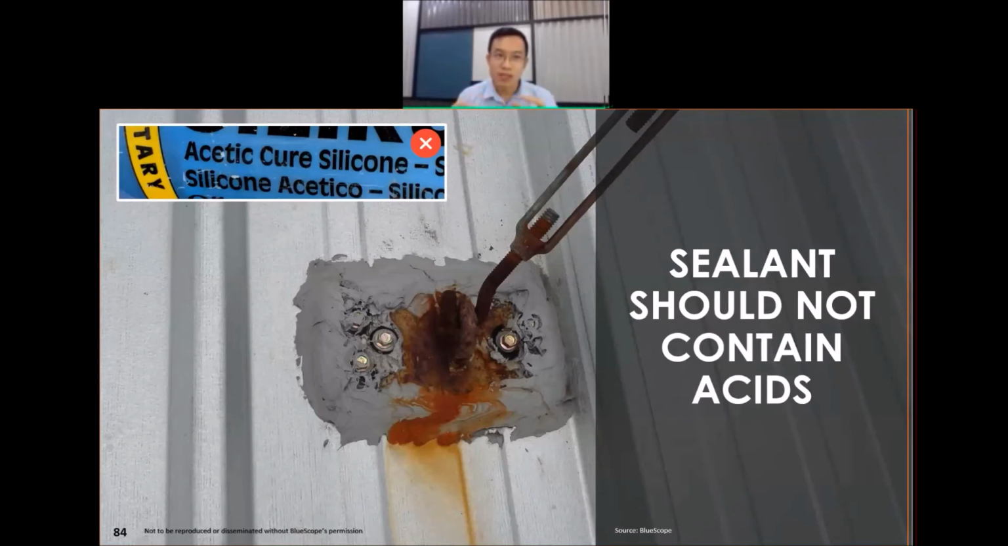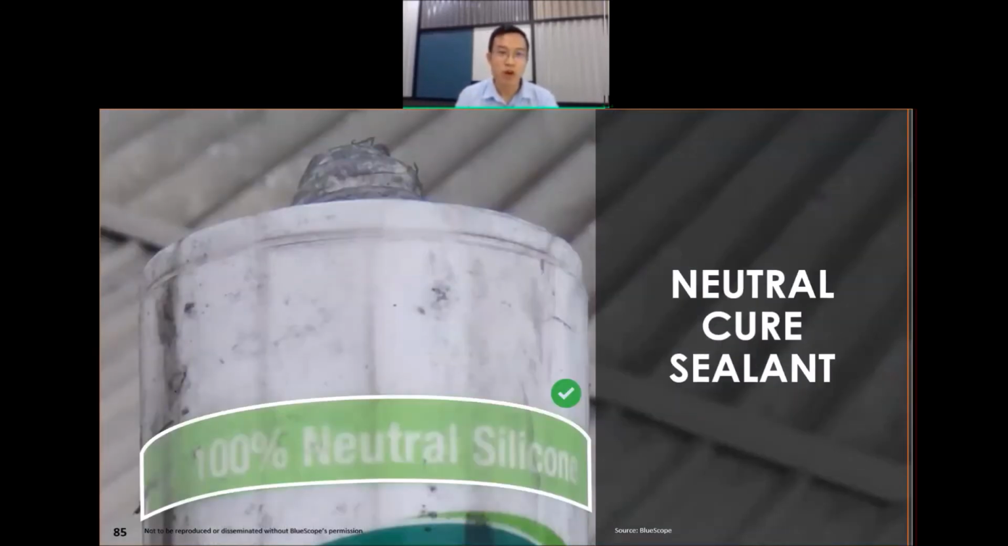And as you can see from this top left corner, acidic cured silicone actually contains acids. Okay, so acidic is actually acetic acid or acetosol, which is another term for acid. And this type of sealant will actually cause steel to rust faster because it contains acid. Okay, so on the contrary, you should look for sealant that is first weatherproof, and second should be neutral cure. Okay, meaning it does not contain any acid.